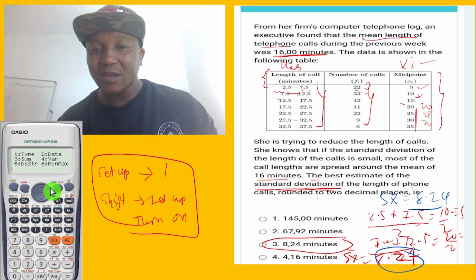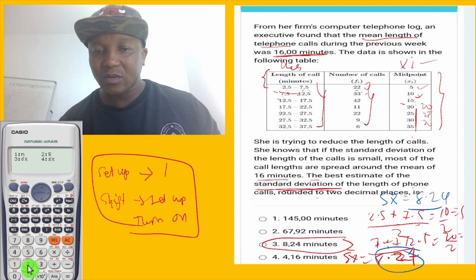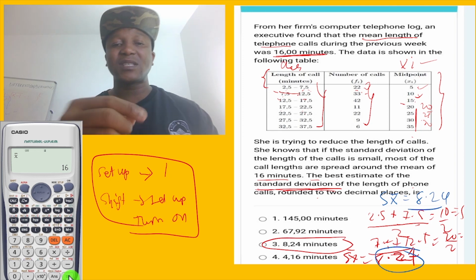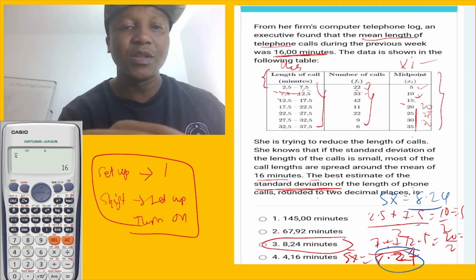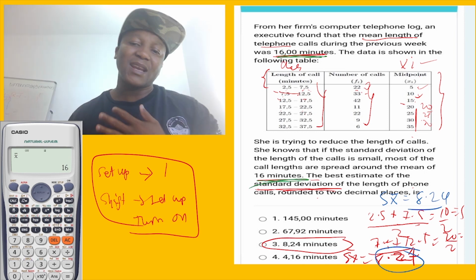Okay, and they say, what is it? No, go to number 4, which is variance always. Mean is number 2. Press 2. You see 16, just like they say in the question here. The mean is 16.